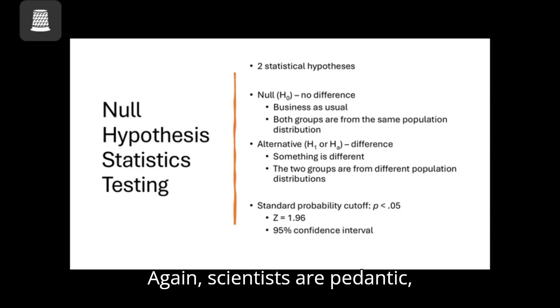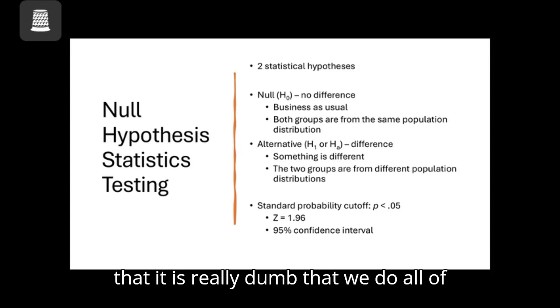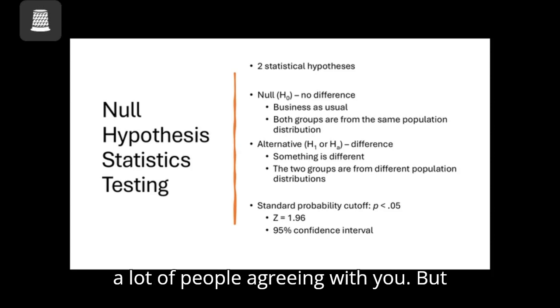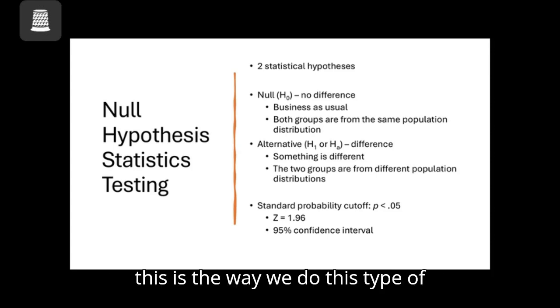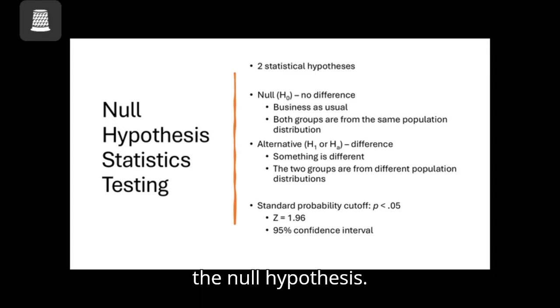Again, scientists are pedantic, and this may seem really obnoxiously tiptoeing around. And yes, so many people, including so many statisticians, agree that it is really dumb that we do all of this. And so if you're feeling frustrated and annoyed by this, know that there are a lot of people agreeing with you. But this is the way we do this type of statistics testing. So if that probability is low, we reject the null hypothesis.